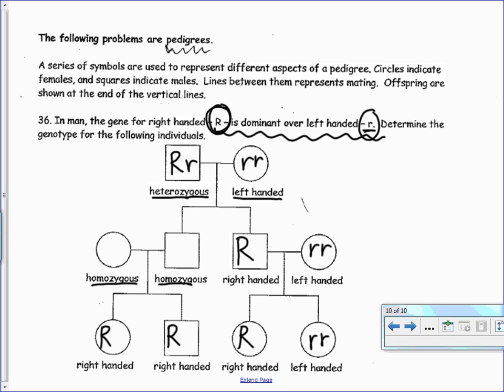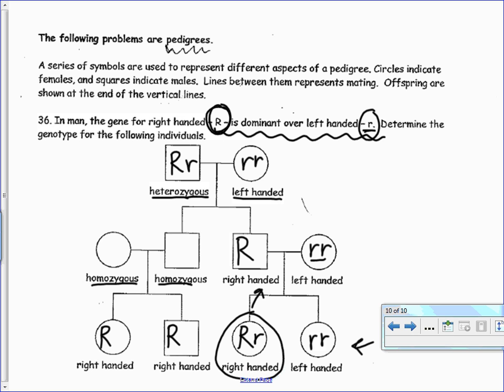Usually, you don't have to do it this way, but usually I start at the bottom. I'm going to start over here. Okay, this is a female here, and she's right-handed, so she has 1 dominant allele. And if I look at her parents, I can see that her mother had 2 recessive alleles. So that means her mother only had recessive alleles to give her. She must have inherited a recessive allele from her mother. So this other allele has to be recessive.